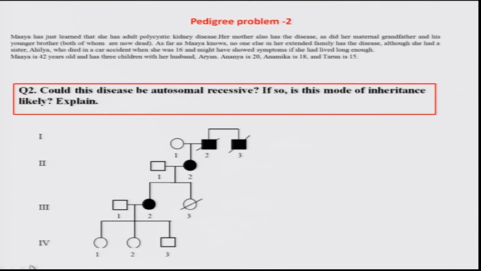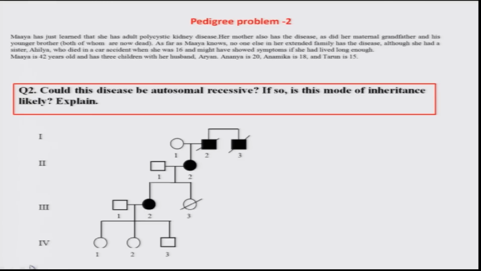Second question, and I have shown the pedigree for reference to answer the questions which would be coming ahead. So the second question is, could this disease be autosomal recessive? If so, is this mode of inheritance likely? Explain. Looking into the pedigree, almost all the generations have the disease, so it does not seem that this is an autosomal recessive disorder. It seems that it is autosomal dominant. But let us look into the possibilities through which this mode of inheritance can also be autosomal recessive.